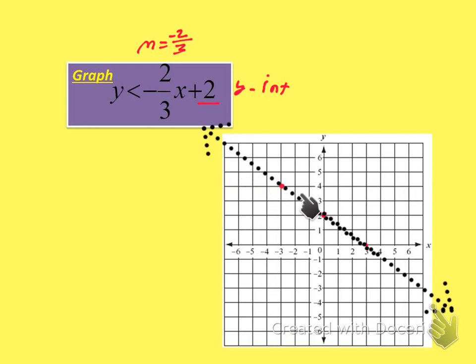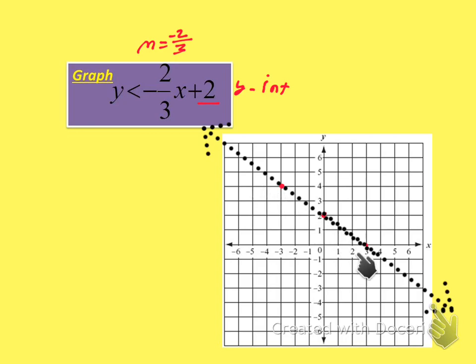Okay, so we got our line graphed correctly. We're going downhill, which is good because we got a negative 2/3 slope. Now, the only thing we have left to do is figure out which half to shade, whether we're going to shade this half of the graph from the line or the top half. And it's really easy to test, okay?